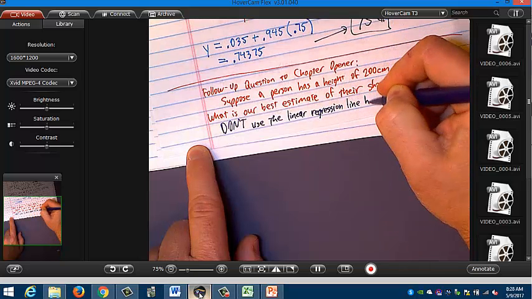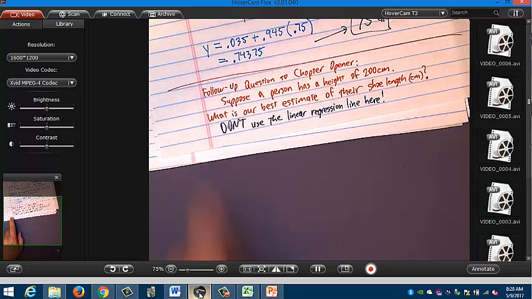Here. Don't do it. Because we don't think that's a very good model.